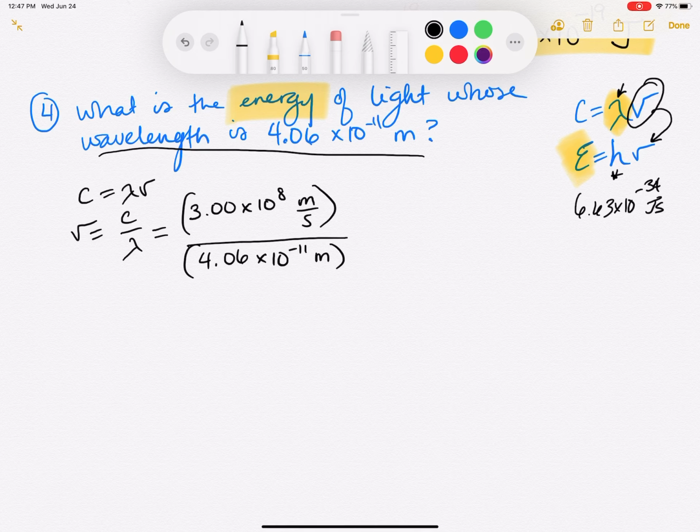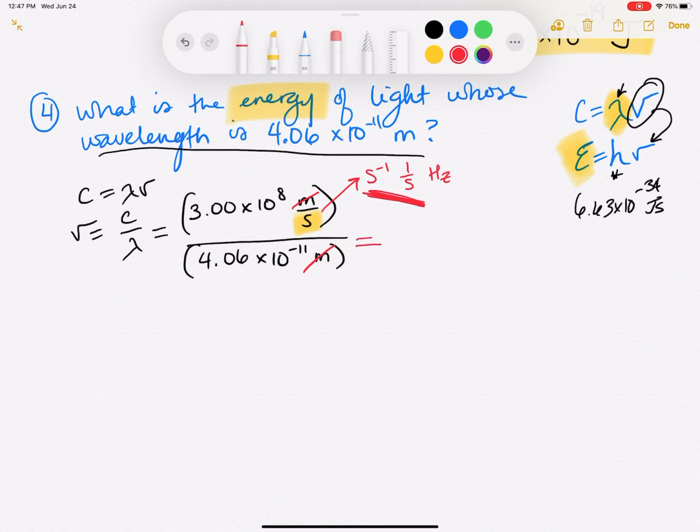Hopefully you can see meters in the numerator, meters in the denominator. You are left with seconds in the denominator. This is now where you need to recall seconds in the denominator means s to negative 1, or 1 over s. You also remember that frequency hertz is 1 over seconds, which is the same as s to the negative 1. And keep in mind that this is what we're sticking to, s to the negative 1, 1 over s, for our units in the calculations.